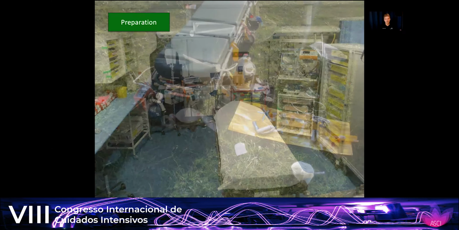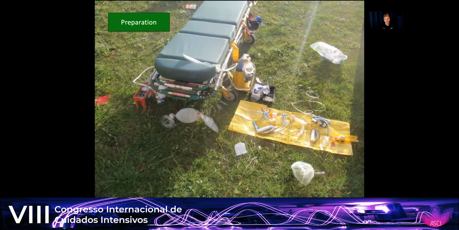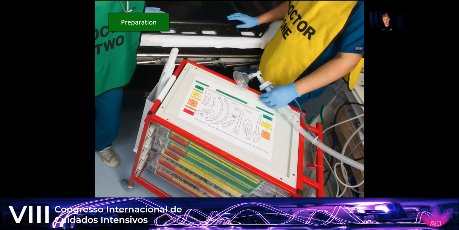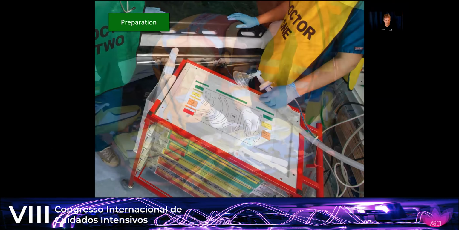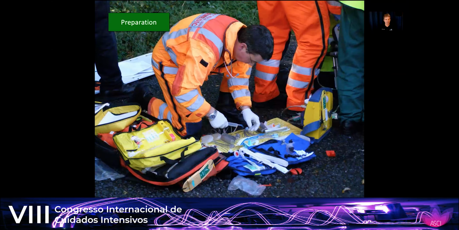So we can recreate and reproduce the environment in which we work to optimize the safety of care and allow us to focus on the philosophy of damage control rather than the logistics of where things are. We use all sorts of tools in the emergency department setting to optimize safety and optimize care, and we can use those in the pre-hospital setting as well.